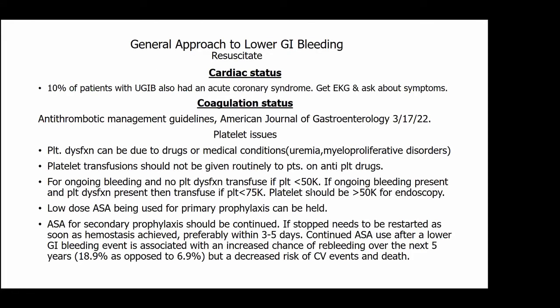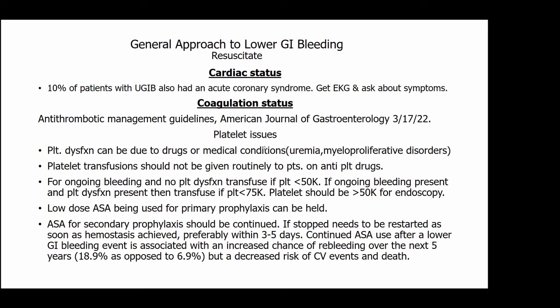The next thing is to resuscitate the patient, and there are several aspects to this. There was a paper that came out from China which said that about 10% of patients with an upper GI bleed also had an acute coronary syndrome. So I think this is important to remember in an elderly patient or in a patient who has a history of coronary artery disease. You should get an EKG and ask about symptoms such as chest pain and shortness of breath.